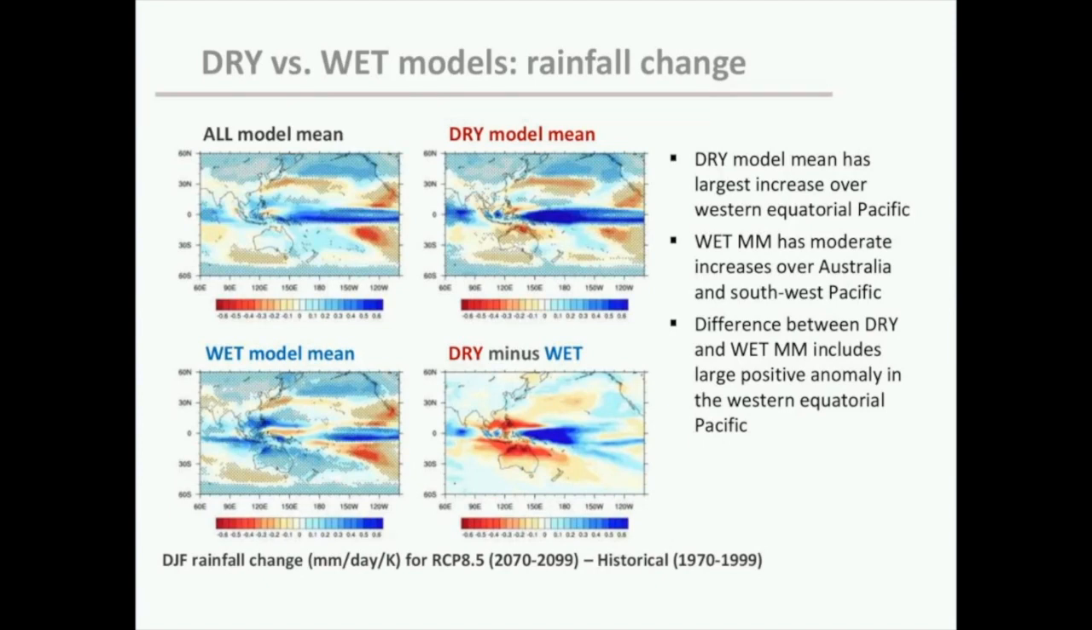So all the models, and then just the dry models, the ones that get drier, have a coherent pattern, not just over Northern Australia, but also over the equatorial Pacific Ocean. And it's obviously becoming quite a lot wetter in the equatorial Pacific while it's drying over Northern Australia. Whereas the models that become wetter over Australia also have a lot of agreement about the pattern, but they don't seem to have that large increase. So when we subtract those two groups, the largest difference is actually in that western equatorial Pacific region, where it becomes wetter in our dry models.